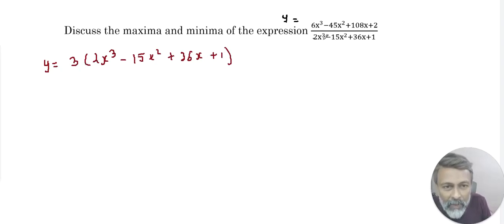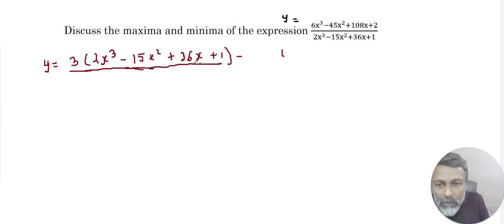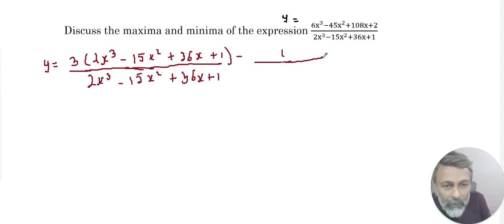3 ones are 3, but we needed a 2 in the numerator. So we will write a minus 1 here, the whole divided by the same 2x cube minus 15x square plus 36x plus 1. So, plus 1 minus 1 upon 2x cube minus 15x square plus 36x plus 1.